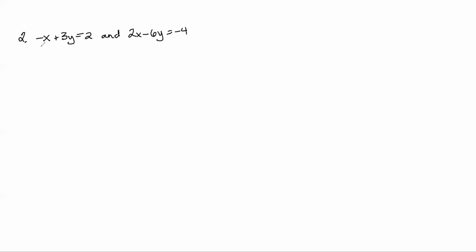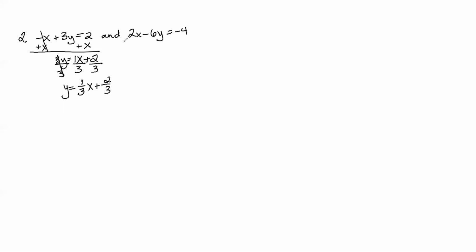This first one will add x to both sides. So we get 3y equals positive x plus 2. Divide everything by 3. So we get y equals 1x over 3, so 1/3 x plus 2/3. Same as that other example that we looked at in the previous ones we were graphing.